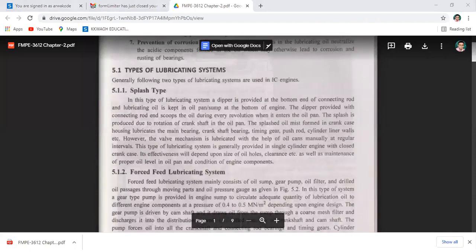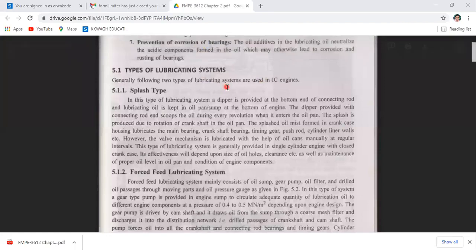So in the third semester you have learned about the lubrication systems. In this we will study what we mean by a lubrication system, what its types are, how it works, and some related two or three problems. These problems you will have to write down in the practical book. So first of all, I will re-explain the lubrication system.